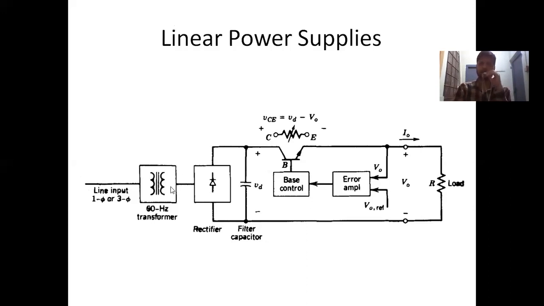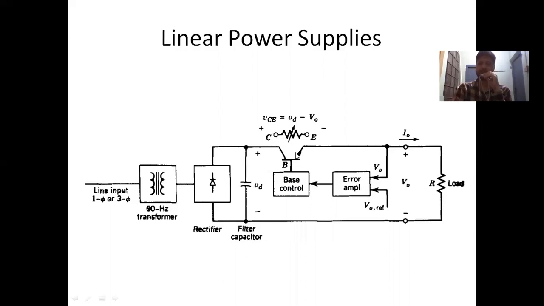Then you have a transistor, and this transistor is not operating as a switch, it is operating in the linear range so that it behaves like a variable resistor, and the value of the resistance can be controlled using the base current. That is why it is a linear power supply, because you are operating the transistor in the linear range. If you operate the transistor as a switch, then it becomes a switching power supply.